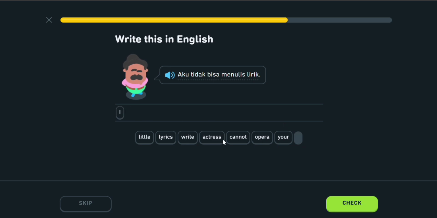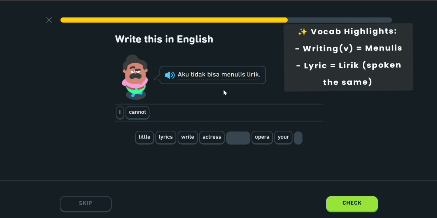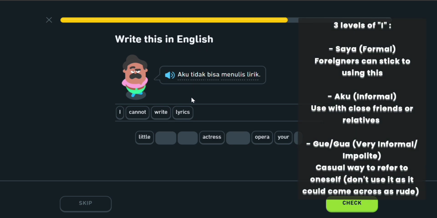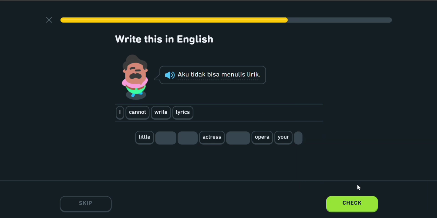The next, aku tidak bisa menulis lirik. I cannot write lyrics. Okay, before Duolingo showed me the word saya, but now it's aku. So both of these words mean I. It's just that saya is a more formal way of saying I, and aku is a more informal way of saying I. You will usually use aku with your close friends or family, but you will use saya if you are in formal situations or with strangers.